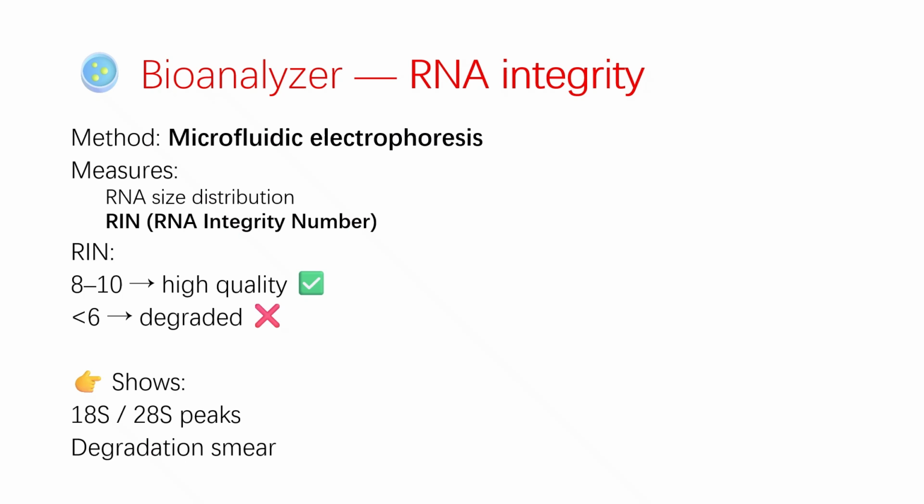The Bioanalyzer is used to assess RNA integrity. It separates RNA fragments and generates an electropherogram, showing peaks like 18S and 28S ribosomal RNA. From this, we get the RIN score, which tells us how intact the RNA is. High-quality RNA shows sharp peaks and a high RIN, while degraded RNA appears smeared. This step is critical because poor RNA integrity can severely affect your sequencing results.